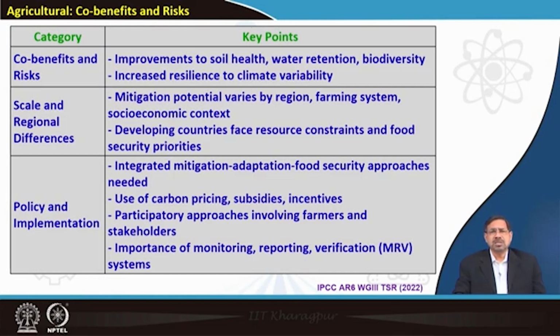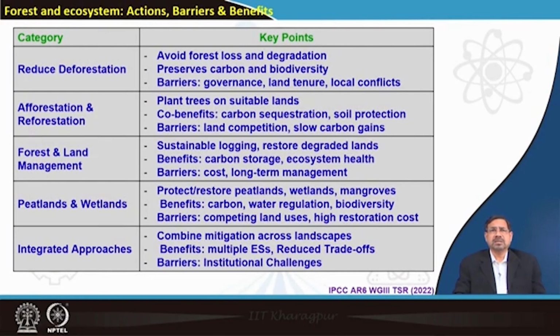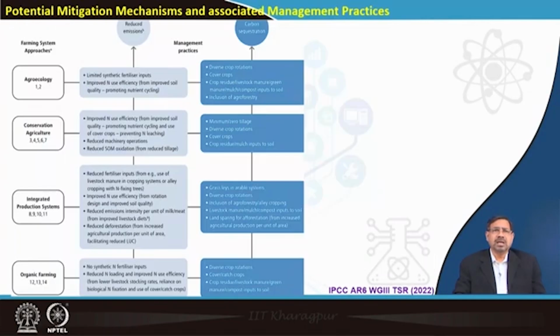Look at the policy and implementation. Integrated mitigation, adaptation and food security approaches are needed, along with the use of carbon pricing, subsidies and incentives, and also the importance of MRV, that means monitoring, reporting and verification systems. So, let us move on to the potential mitigation measures and associated management practices.